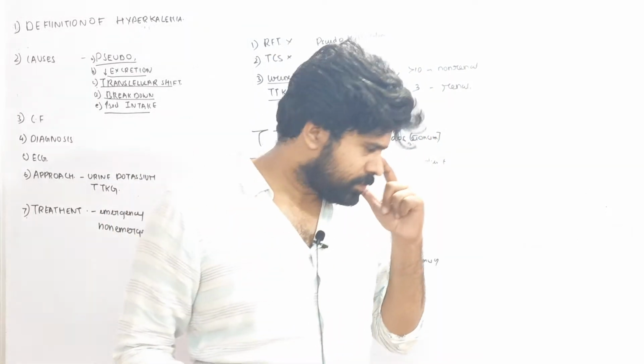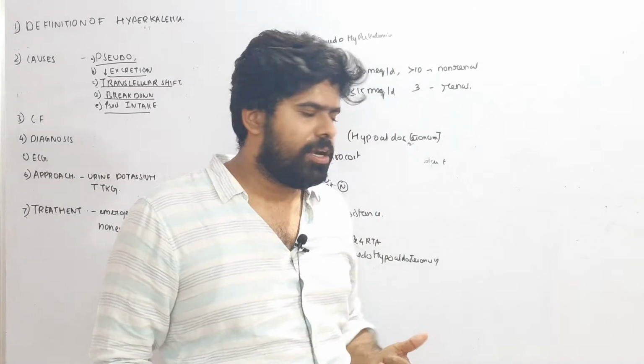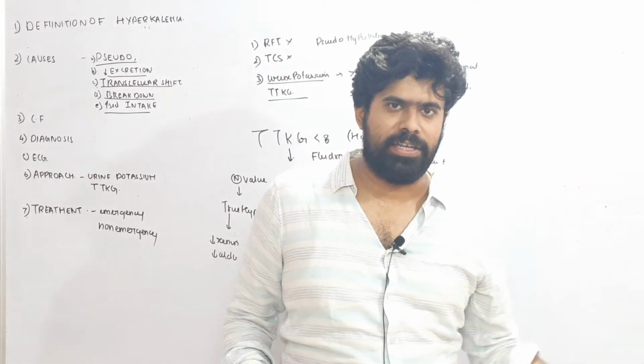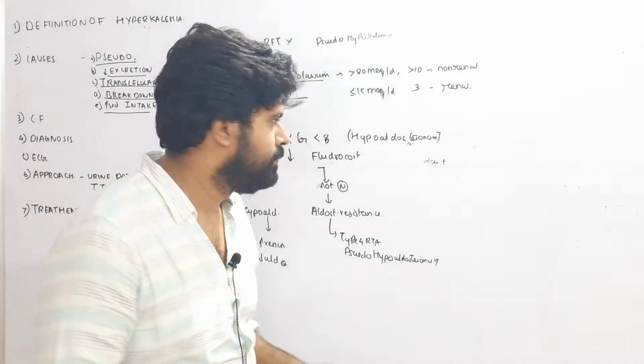conditions. Now, second group will be the aldosterone resistance, that can be because of type 4 RTA, or it can be because of other conditions like pseudohypoaldosteronism.